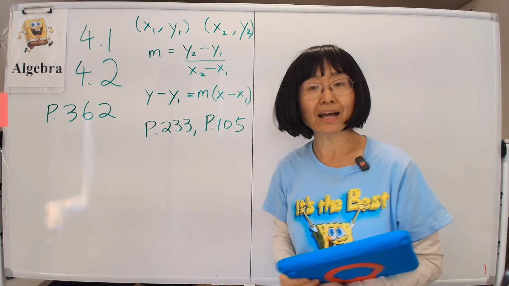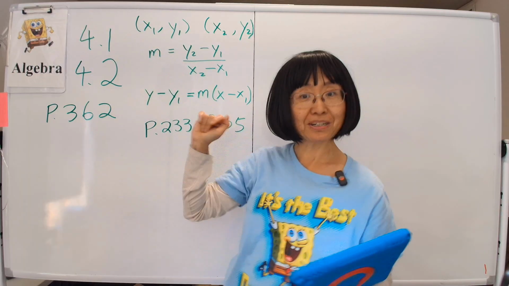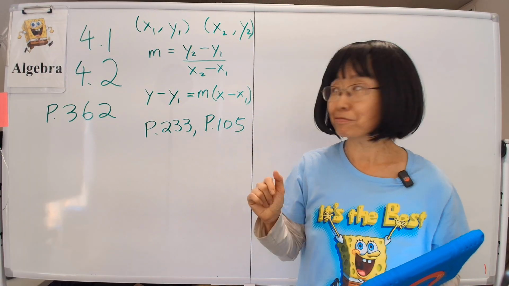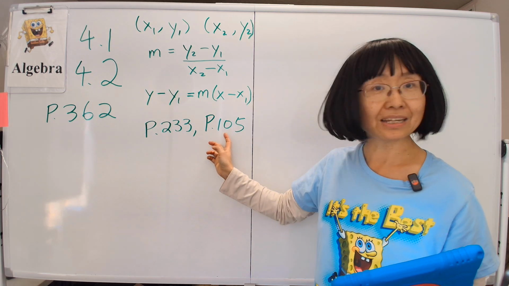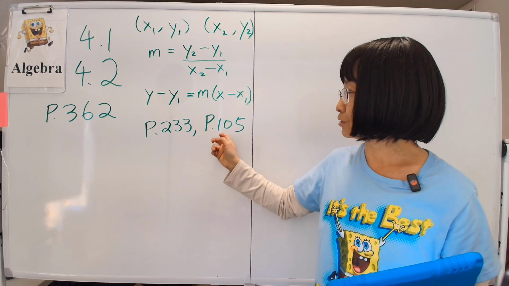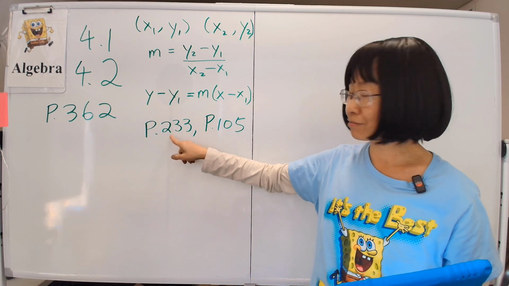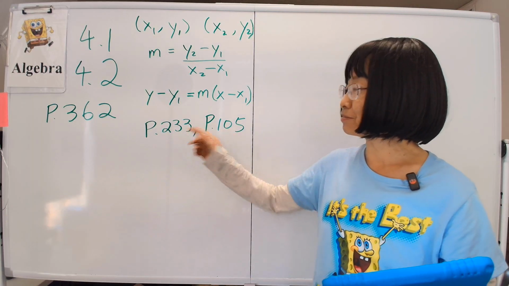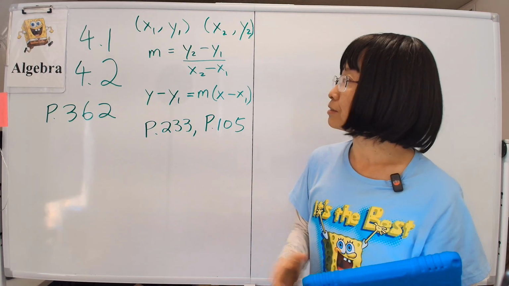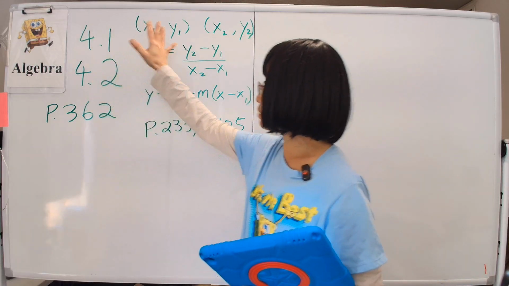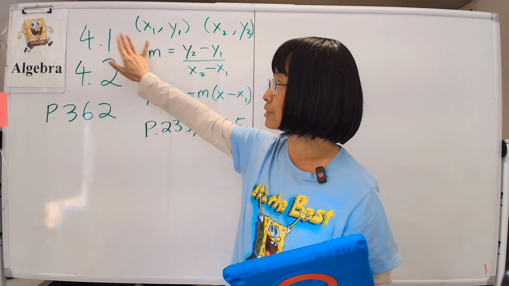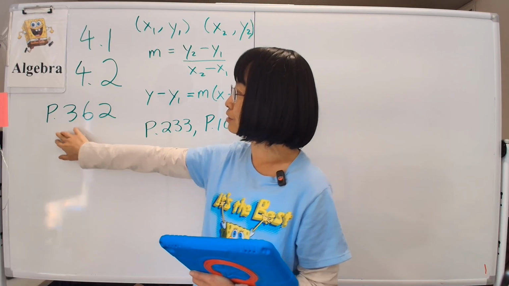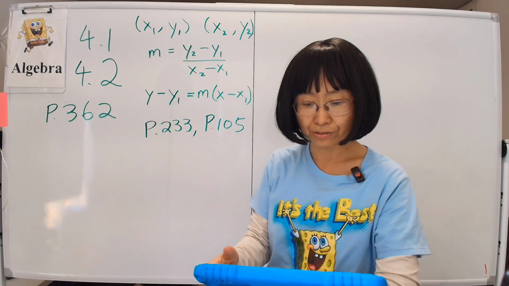Now with that, we have finished section 4.1. Why? Because section 4.1 is a complete recap of what we learned in section 2.2, I think, and a little bit from section 3.3. Anyway, with that I just covered, we're going to skip over section 4.1 and go straight to section 4.2. So please turn your book to page 362.